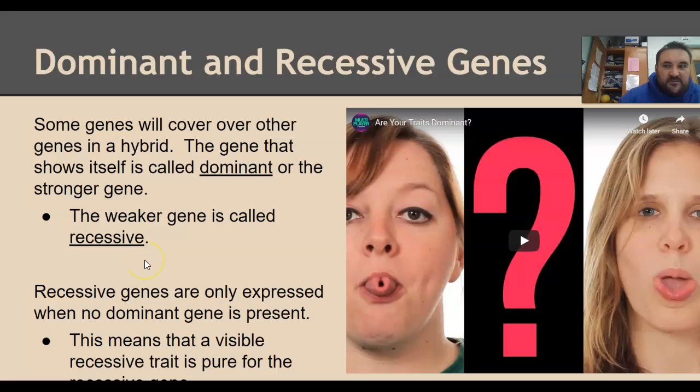Some examples of dominant genes: dark hair, black hair, brown eyes, being right-handed, all dominant. Recessive genes: blonde, red hair. Recessive can be being left-handed, having blue eyes. Those are all recessive. In plants, being short in pea plants is a recessive gene.